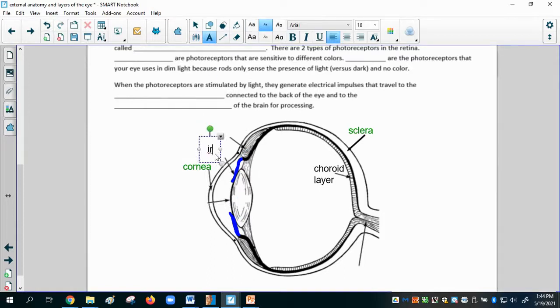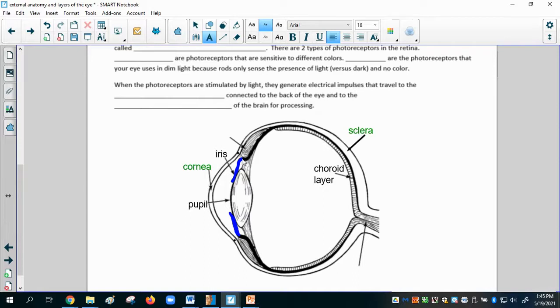One is the iris, and that is right here. And then this is actually the opening in the iris. We're not looking at this structure here, but the hole in the iris, and that's the pupil. So light will enter the eye. It passes through the cornea, through this space, and through the pupil. And then we'll discuss what happens after that.